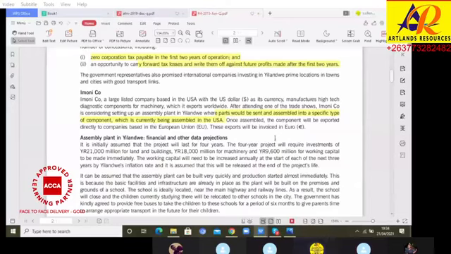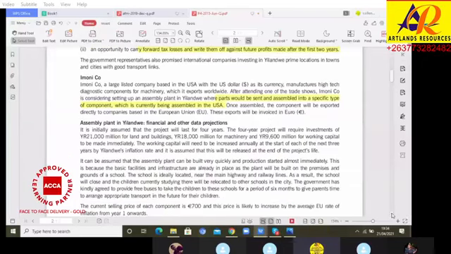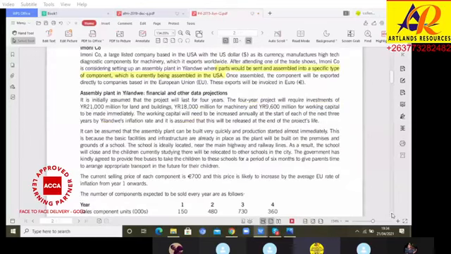Now, assembly plant in Ilandwe, financial and other projections. It is initially assumed that the project will last for 4 years. The 4-year project will require investments of 21 million in land and buildings, 18,000 million, it is like 18 billion, that's how you read it, in machinery and 9.6 billion in working capital. All these are Ilandwe rands.